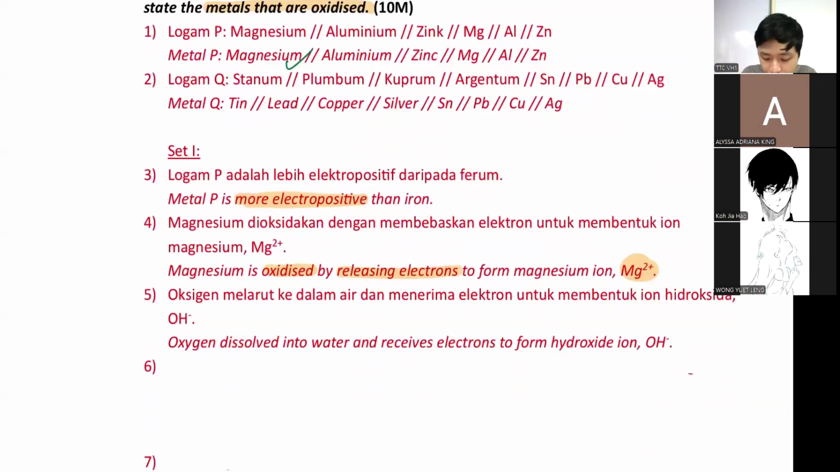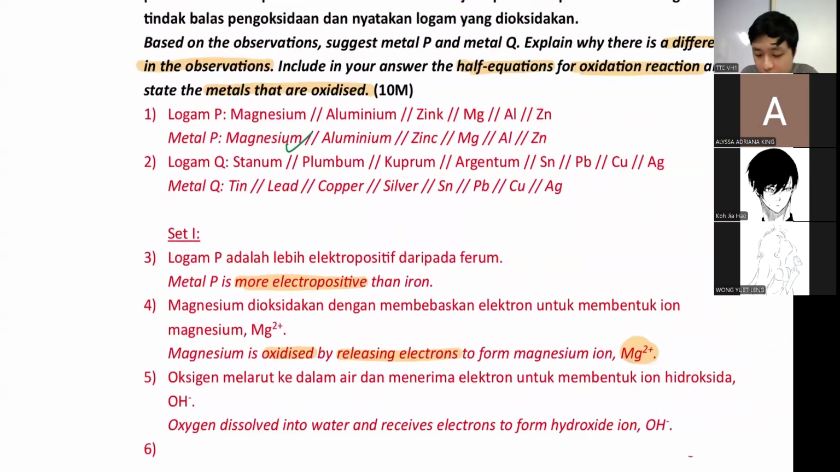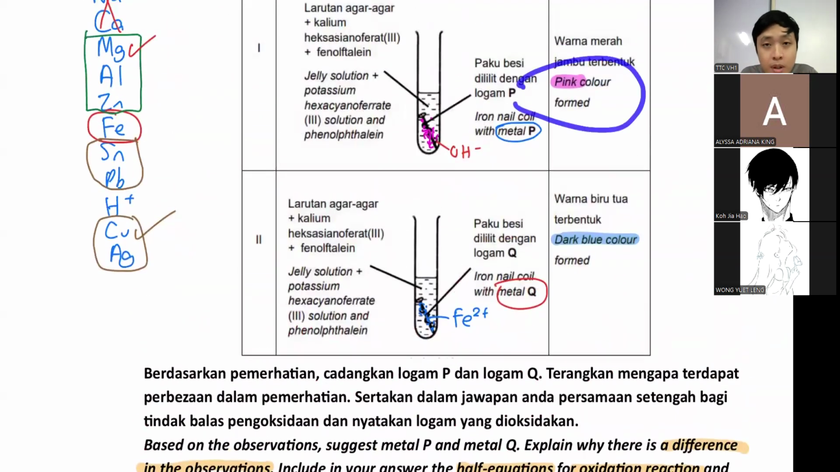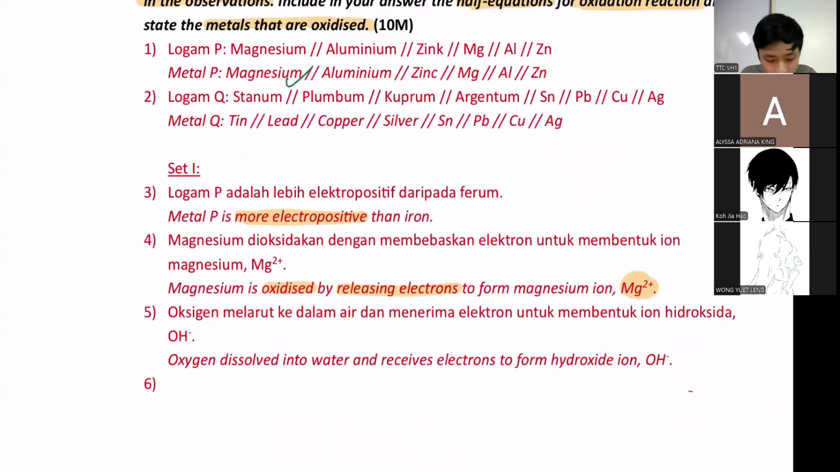Number 5, if you forgot, it's okay. If you skip, it's okay. But just to add a point: oxygen dissolved in water, because I talked about how the pink color forms. So I add a point. Pink color is because of this ion. How do you get this ion? Based on this half equation.